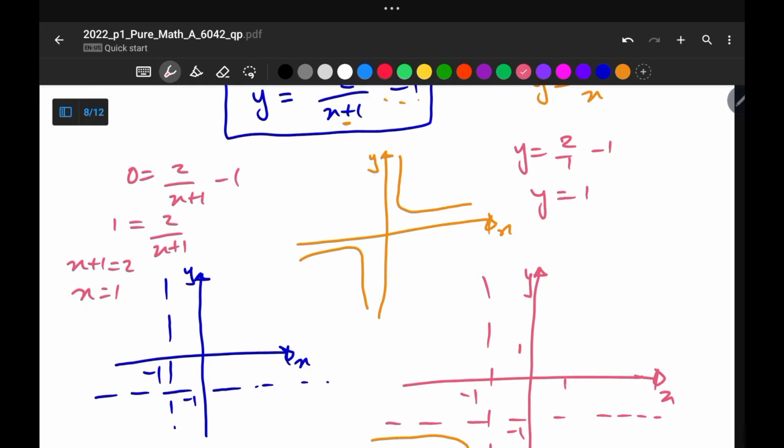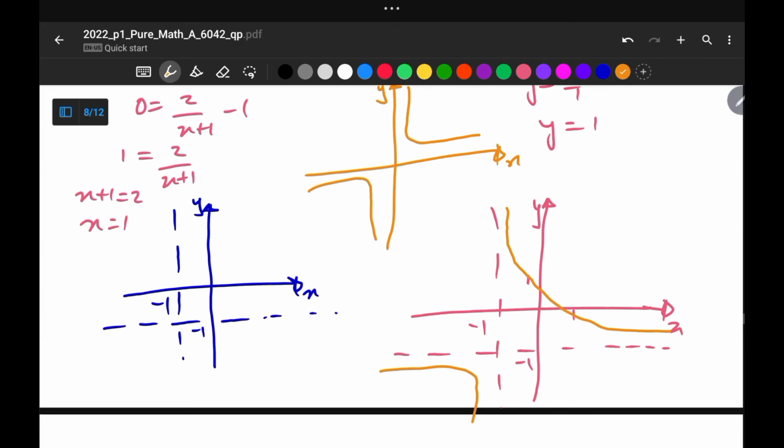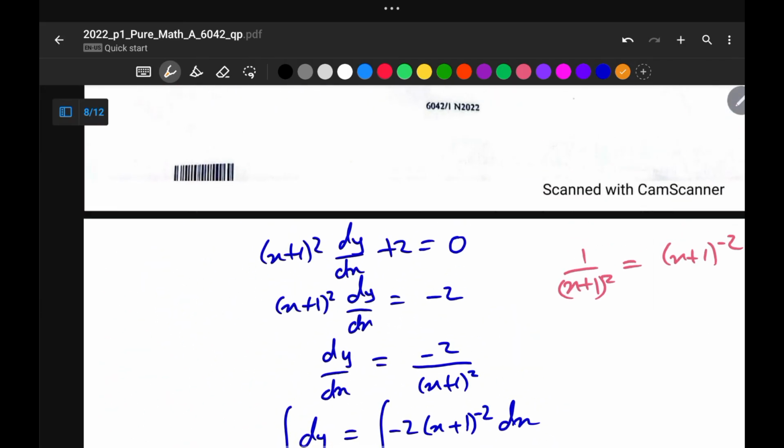So our graph will be like this, intercepting this y-axis at this point, like this. So we are done with question number 6, and let us move on to the next question.